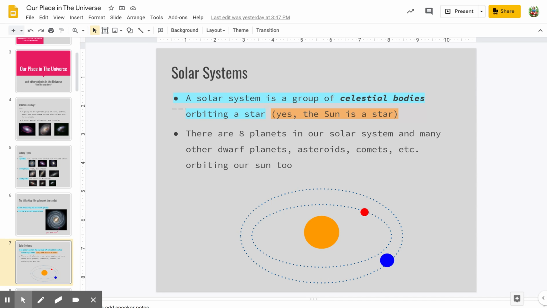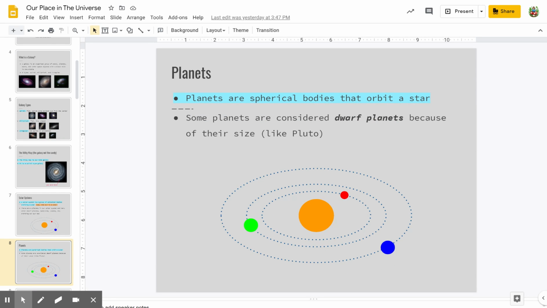All right, and yes, our sun is a star. There are 8 planets in our solar system and tons of other dwarf planets and asteroids and comets and all kinds of other objects in our solar system. All right, so planets. Planets are the first one we're going to talk about.